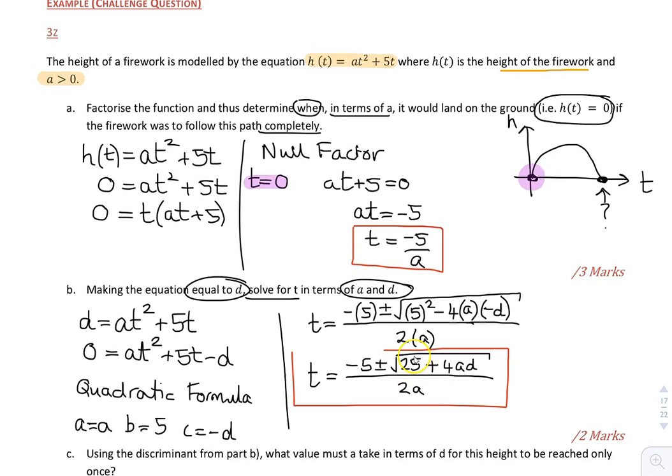Please don't try to take the 25 and square root it, or the 4 and square root it. We have a plus in the middle, so this cannot be simplified any further than this.